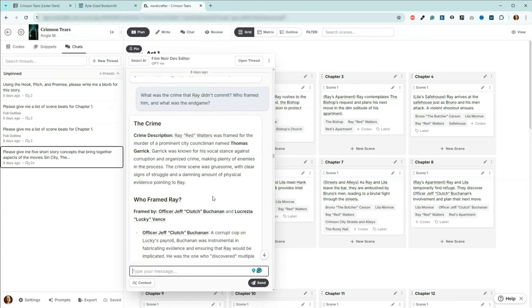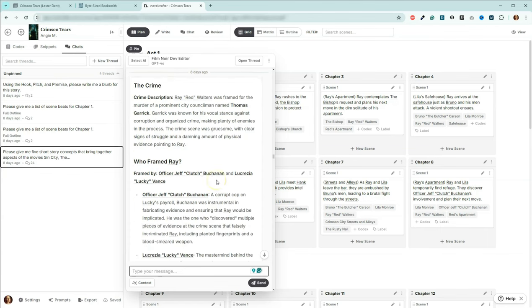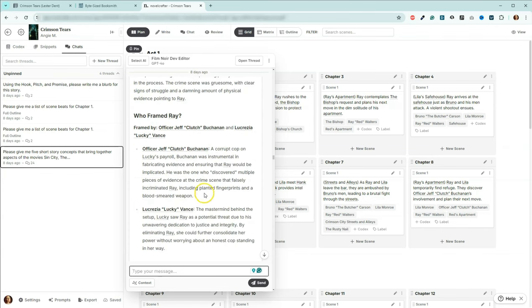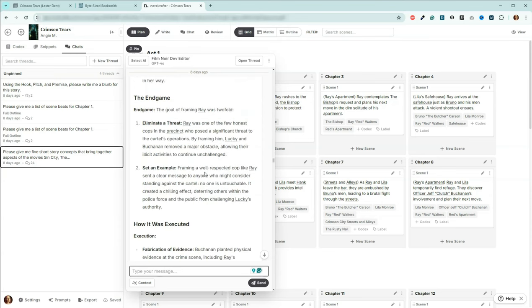Apparently he was framed for the murder of this person, and he was framed by Lucky and the corrupt police officer. They did it to eliminate him as a police officer who wasn't able to be bought, as well as to set an example to other people that they weren't untouchable. I thought that was kind of nice that it wasn't just to get rid of the threat, but also to use him as an example to keep people under their thumb.